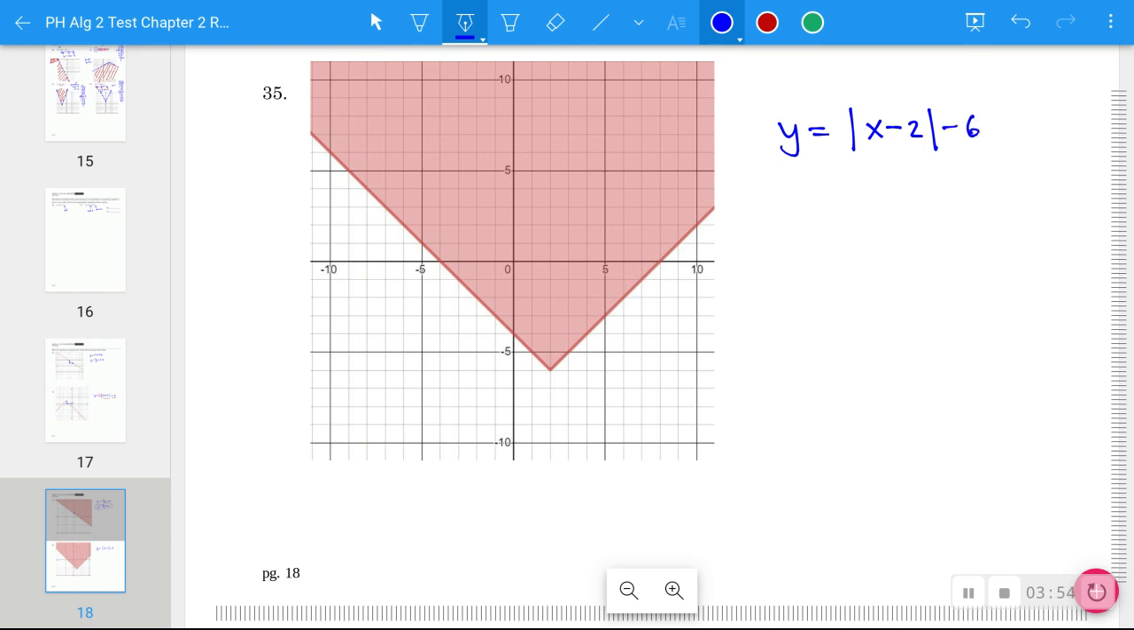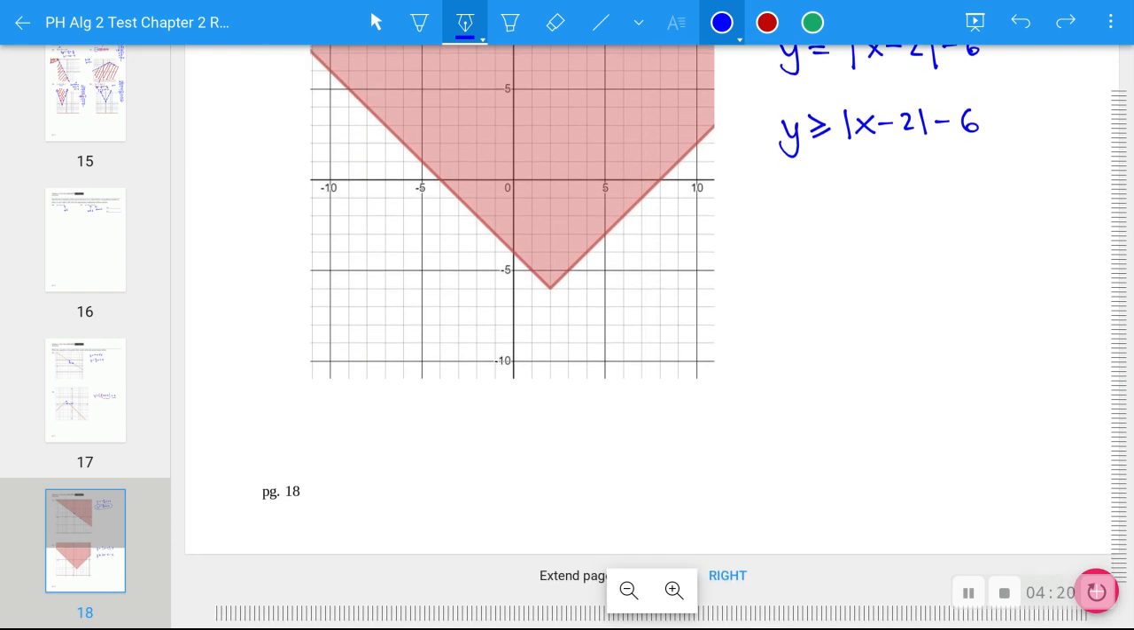Now we have to make sure this is a solid shading. You need the or equal to and above. So that's why I put the greater than or equal to. And there we have it. There is the equation or the inequality that describes this shaded region right here, where it's shaded above the V. And that does it for us all the way through example 35.